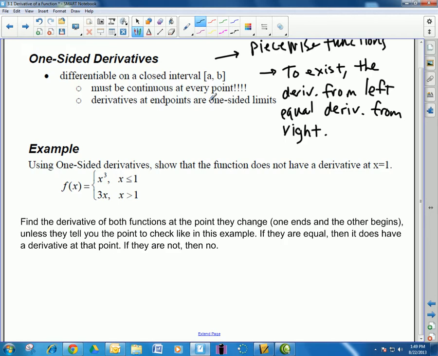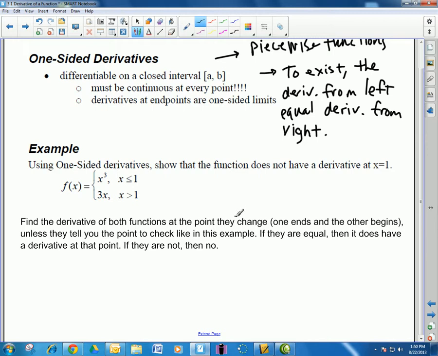So I wrote some stuff down here. You might want to copy or pause the video to write this down, because this is another key statement, a pretty important section of notes here, just introducing the derivative and what it is. Not necessarily how to do it, because we already know how, it's just what. So in order to find one-sided limits, or in this case derivatives, to tell whether or not it exists, you have to find the derivative of both functions at the point they change.